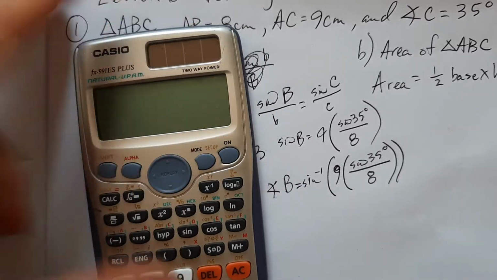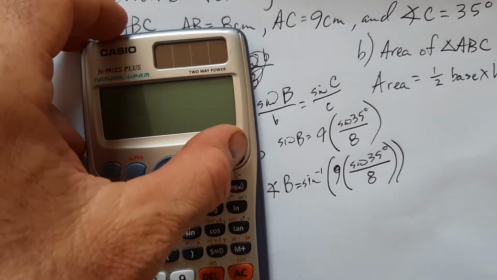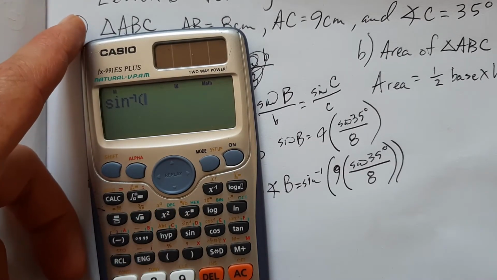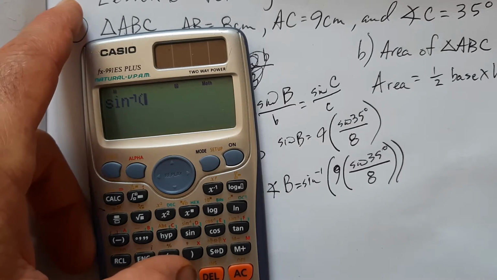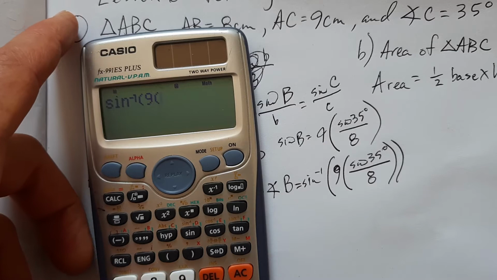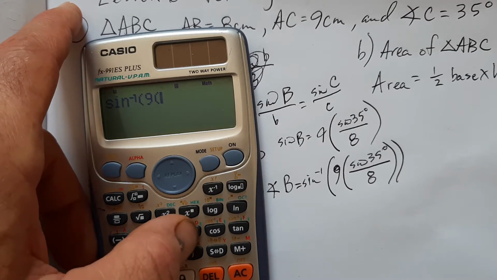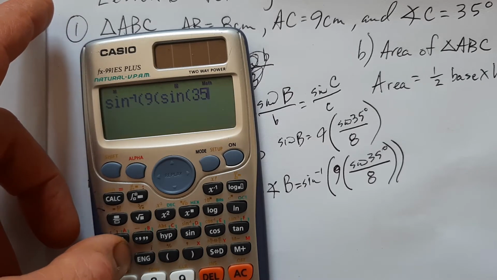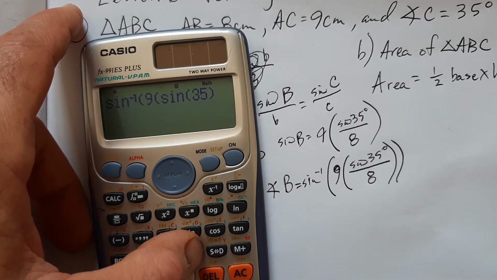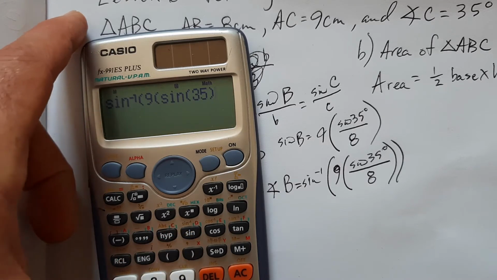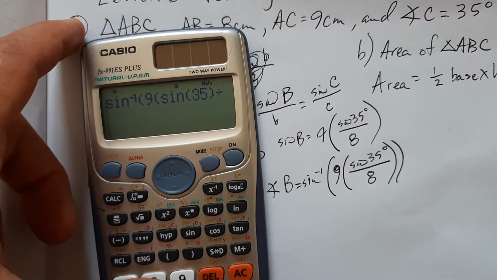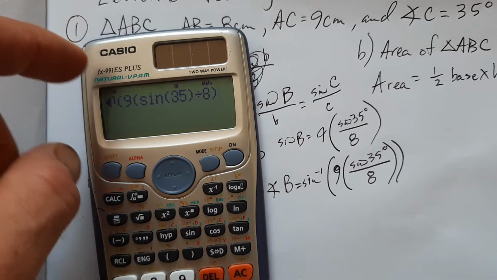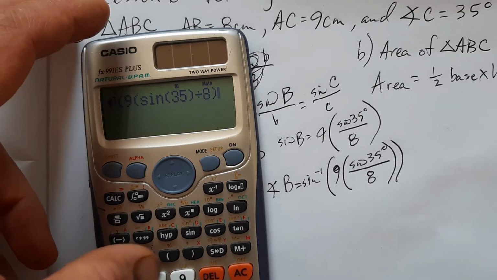Okay, we're back with our calculator. Try to put everything in it once again. Shift, sine inverse. I can do the 9, put another bracket, sine of 35, in bracket, divided by 8, another in bracket. There's that in brackets, and I guess another bracket.